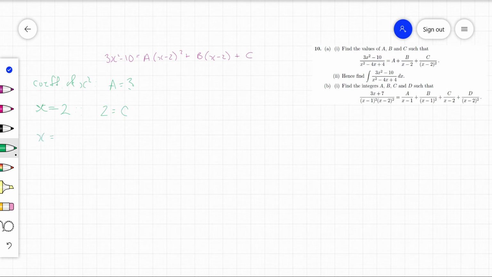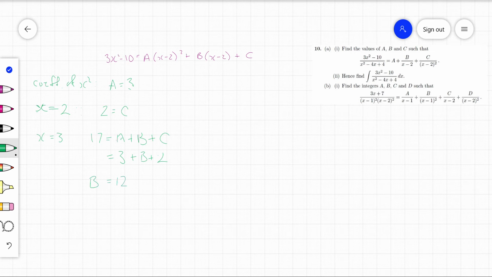Let's try x equals 3, because 3 minus 2 is 1, so it gives us something nice. 3 squared is 9, times 3 is 27, minus 10 is 17 on the left. So now on the right, we've got 1 squared times a, we've got 1 times b, and we've just got c by itself. So a plus b plus c, where a is 3 and c is 2. So take away 5 and we get b is 12.